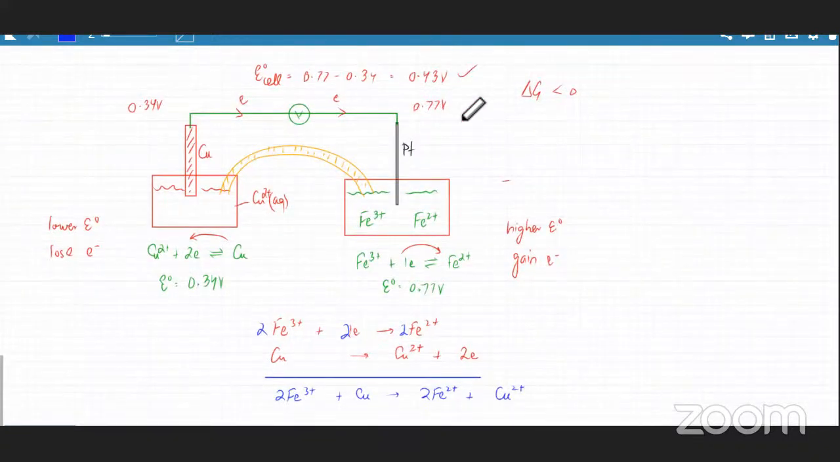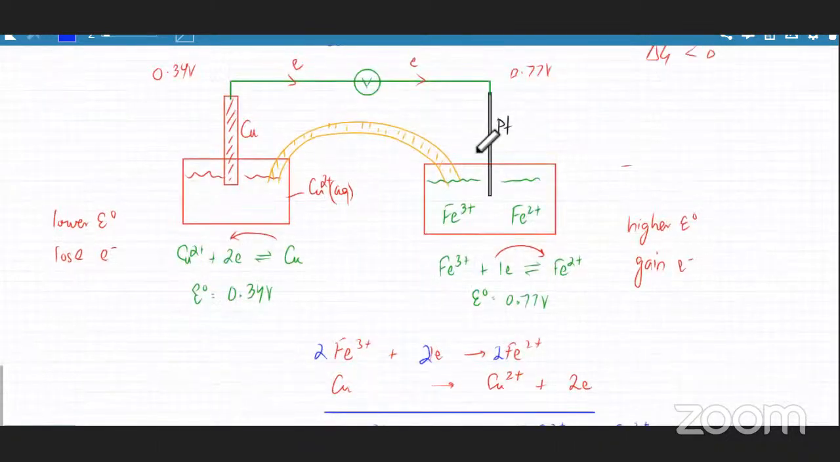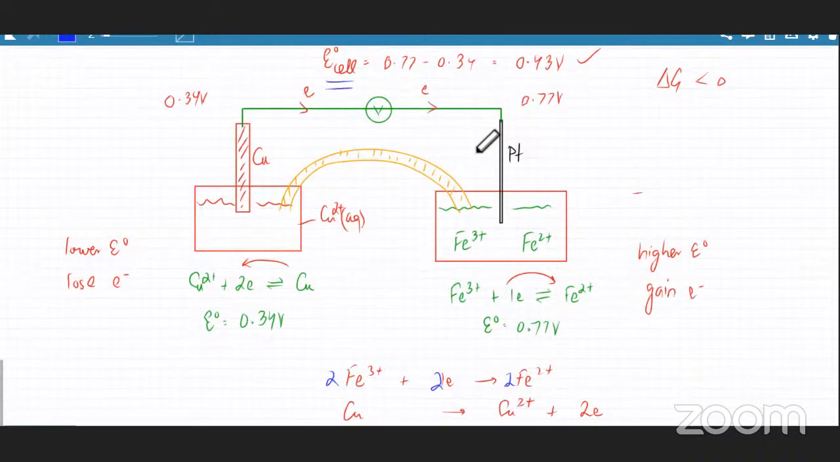If the E naught cell is, let's say, 1 volt, you'll be asked questions. How do you increase the... How do you make it more feasible? How do you increase the value of the E naught cell? So Mariam, how would you increase the E naught cell value? Like, what should you do? What changes should you make to this solution over here?